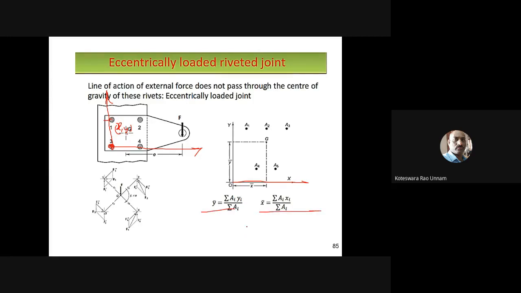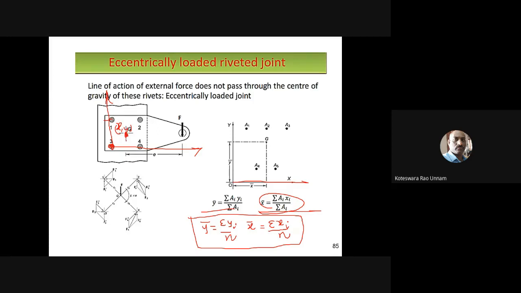Since we are assuming all areas of the rivets are the same, my formula for x bar is nothing but sigma xi by n, where n is the total number of rivets. Similarly, the formula for y bar is sigma yi divided by n. So these are the formulas. Using these formulas, first I will compute the location of the center of gravity.